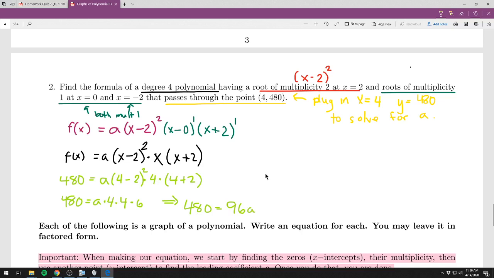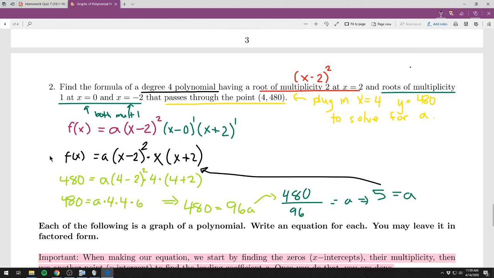We got 480 equals 96a. If we divide each side by 96, 480 over 96 equals a, and 480 over 96 is 5. Once again, once you figure out a, plug it in, and then what you get plugged in is your answer. So f of x equals 5 times x minus 2 squared times x plus 2.